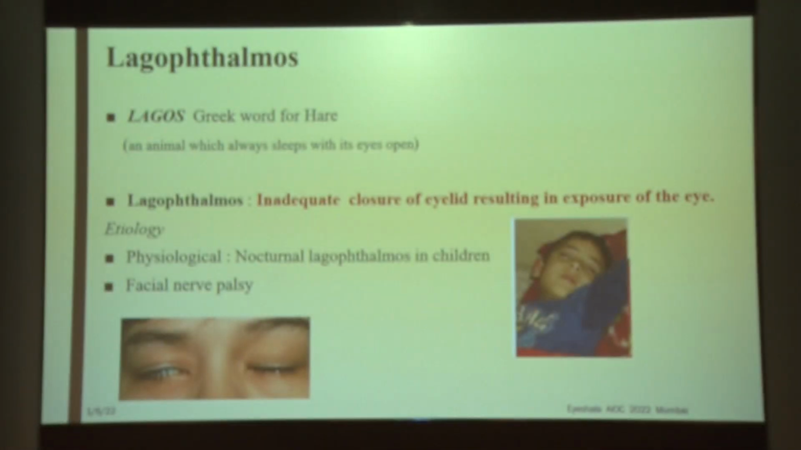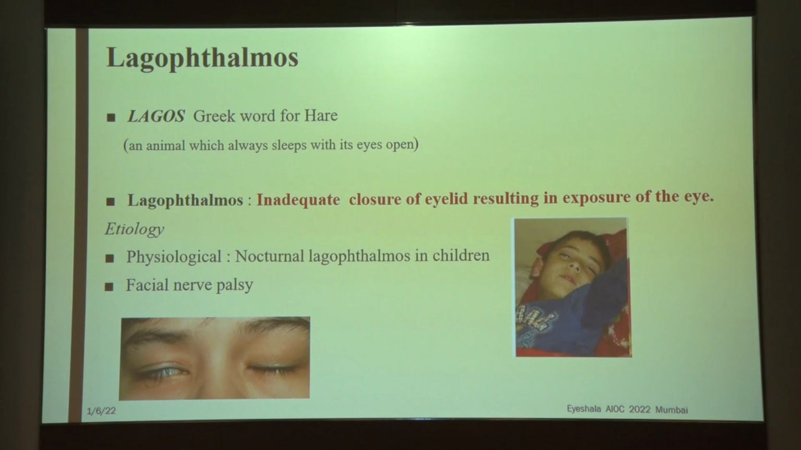Now coming to lagophthalmos, as I told you, lagos is the Greek word for hare, an animal which sleeps with its eyes open.